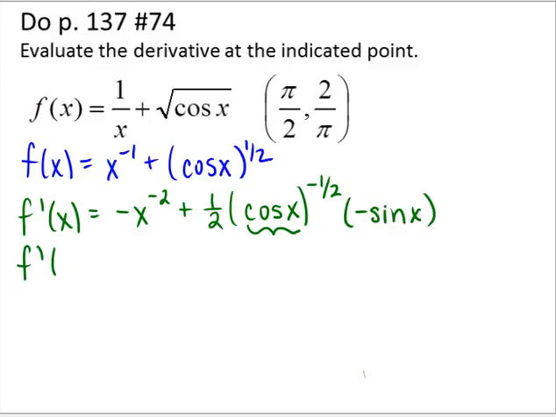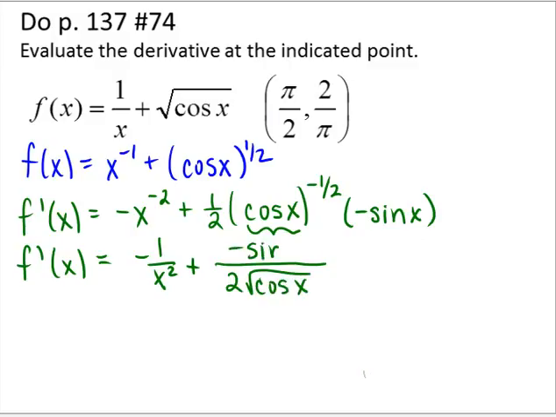Let's clean this up just a little bit. This ends up being negative 1 over x squared plus, I have 2 on the bottom and the cosine of x on the bottom, and I have negative sine x on the top. I am supposed to evaluate this at pi over 2.